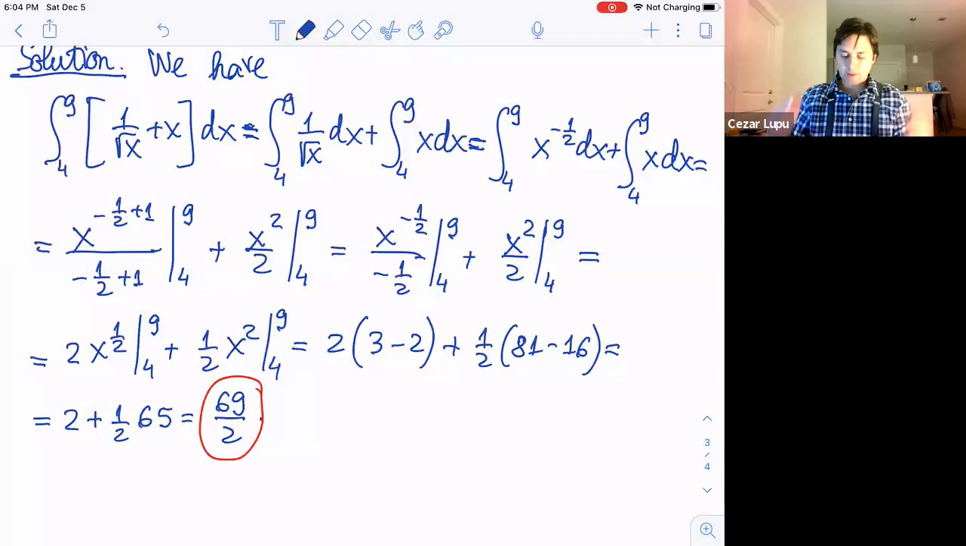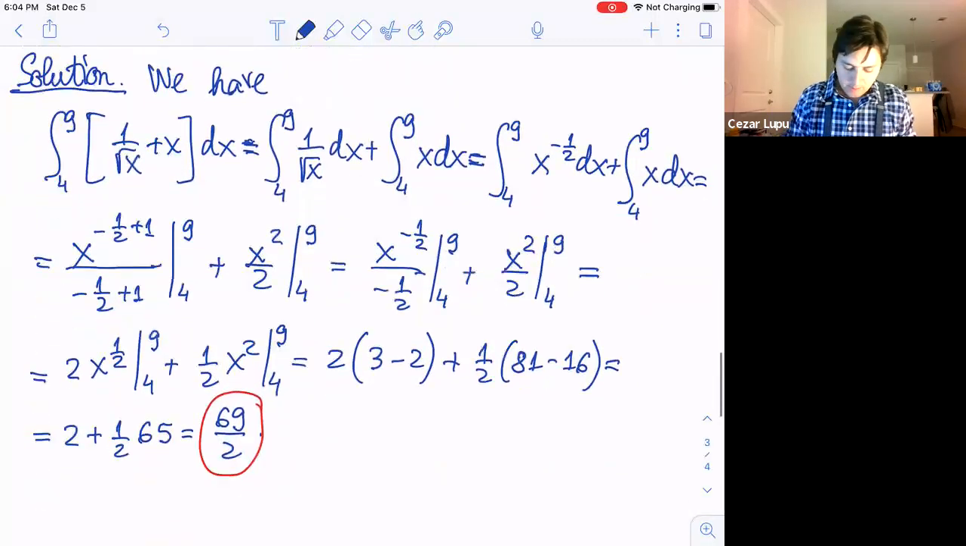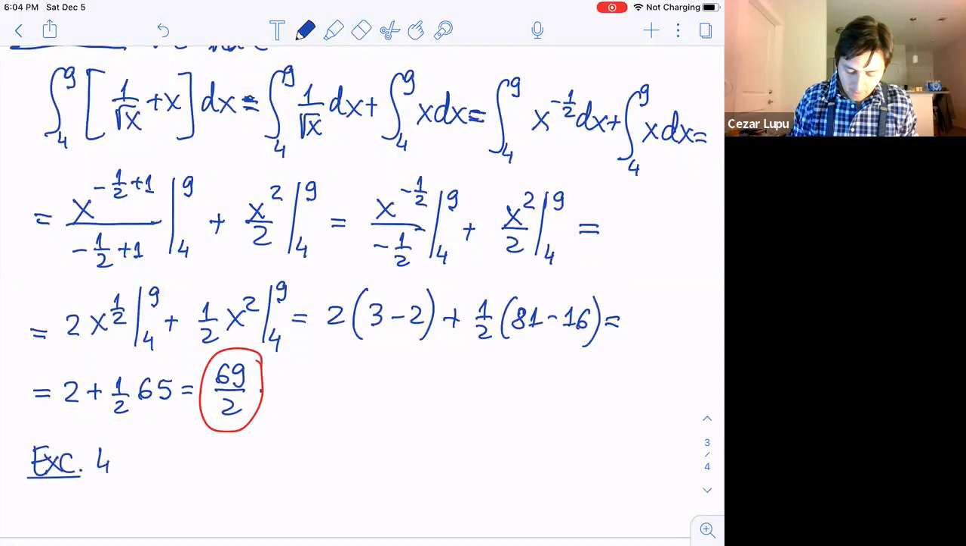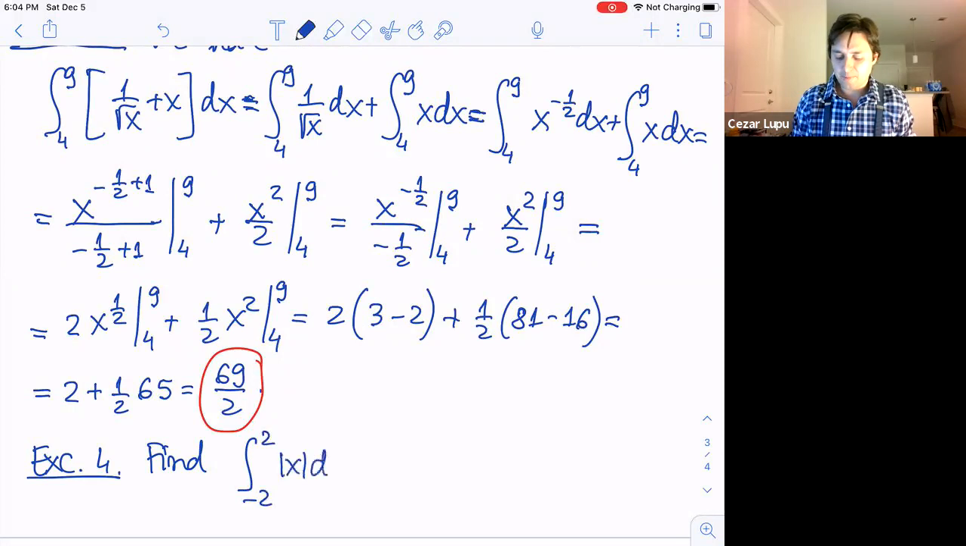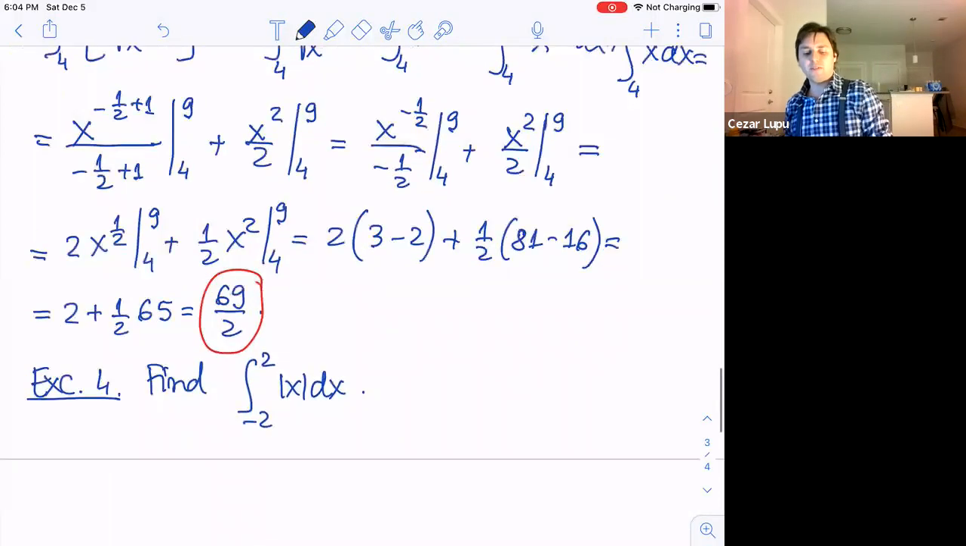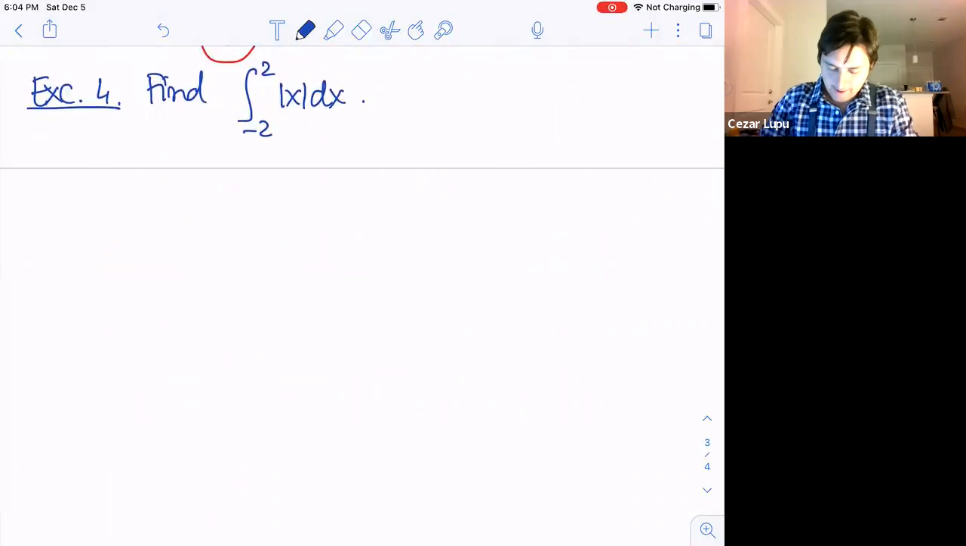But now let's evaluate another function. So exercise 4. Let's find something with the absolute value. Let's take the integral from -2 to 2 of the absolute value of x dx. So we want to find this integral. All right. Well, unfortunately, we don't know the antiderivative of the absolute value of x. So what we need to do is to write a definition of the absolute value.